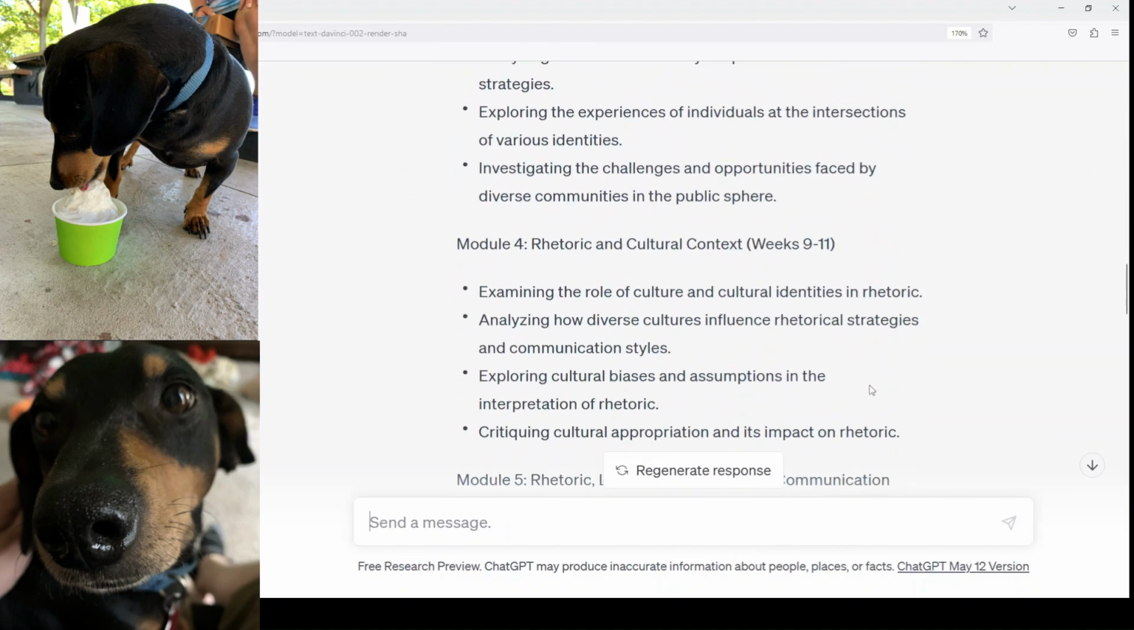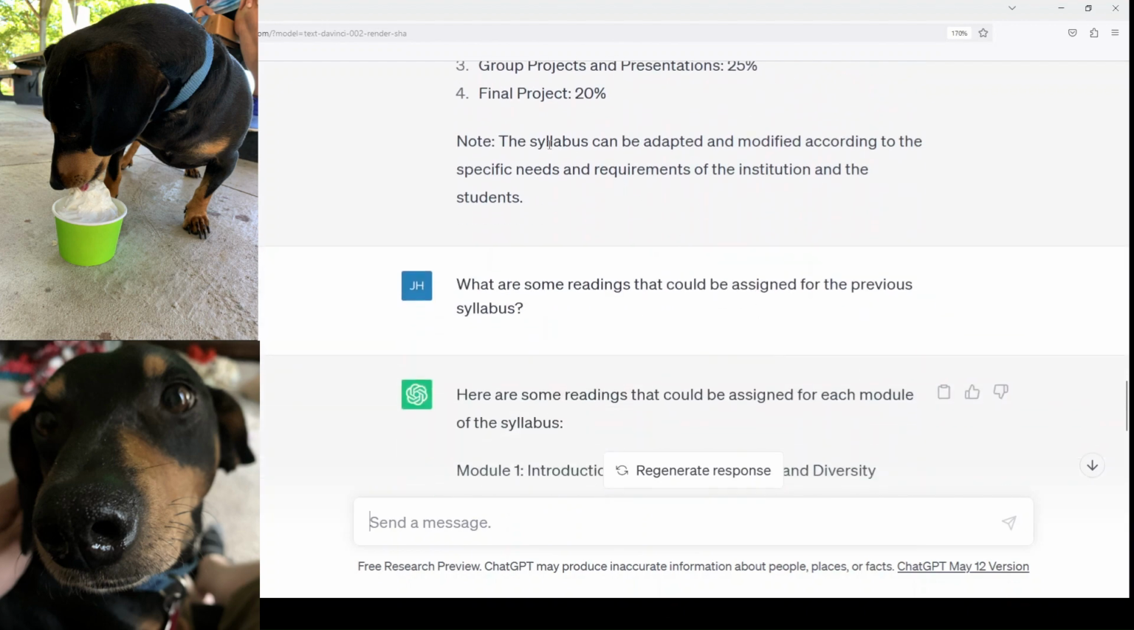Of course, ChatGPT is giving us these little notes that say the syllabus can be adapted and modified, and I would definitely encourage you to adapt and modify if you're ever going to use ChatGPT to start planning out a syllabus.